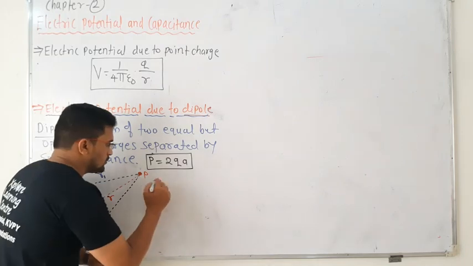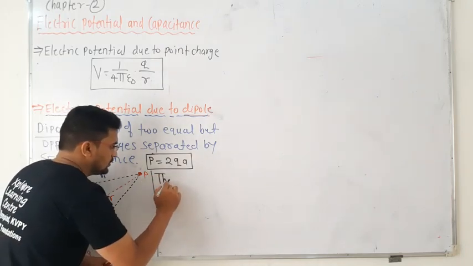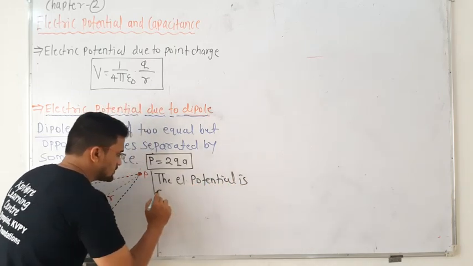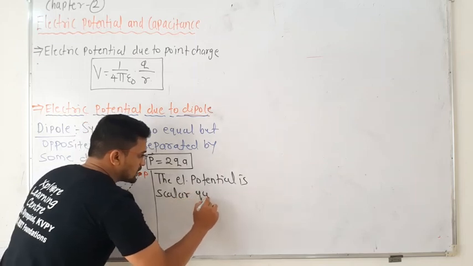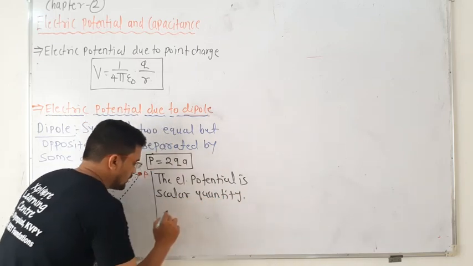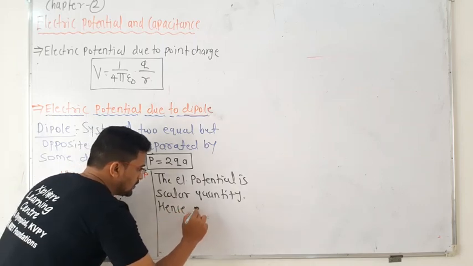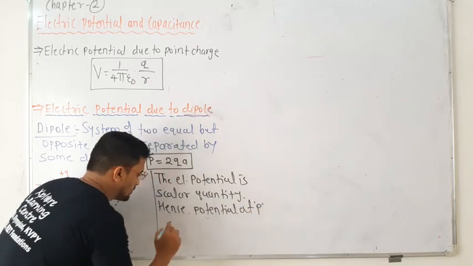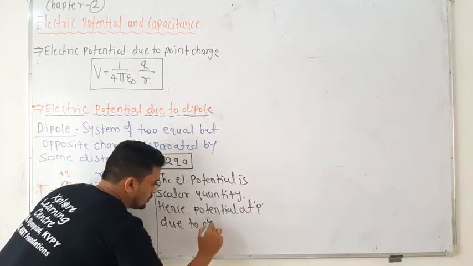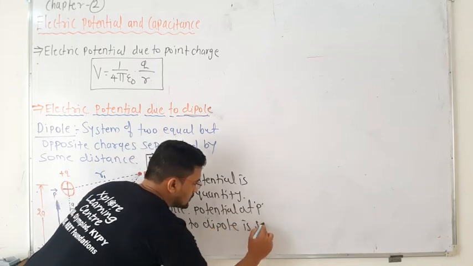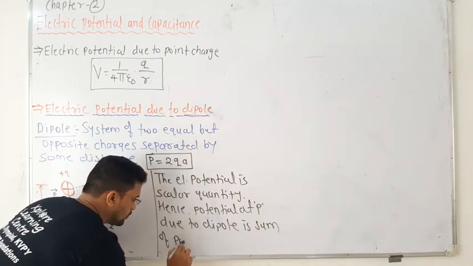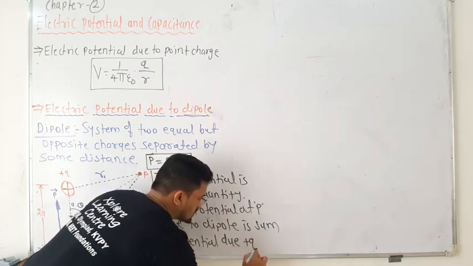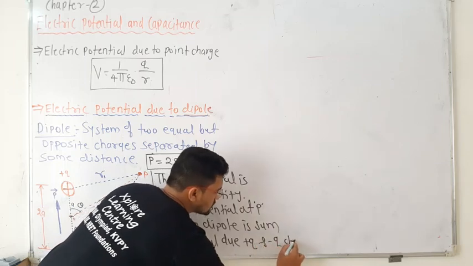Okay, so you can write down here: the electric potential is a scalar quantity, hence the potential at P due to the dipole is the sum of the potential due to plus q and minus q charge.